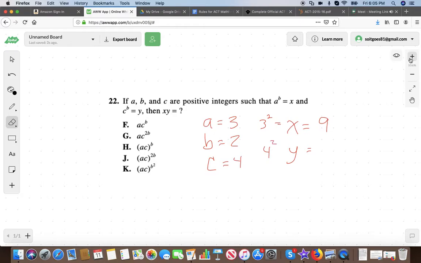Okay. And we're trying to find xy, which is just x times y. What's that? 16 times 9, which is 144. Okay, good.